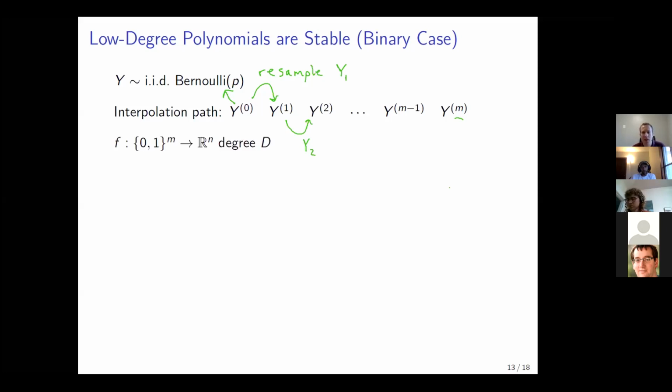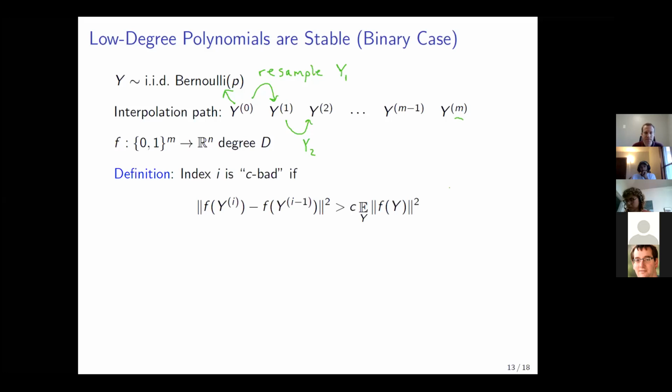And now I take my polynomial f of low degree, and I want to imagine evaluating it at these different points along the interpolation path. And I want to, in some sense, say that the output's not going to change too drastically. Right, so what do I mean by change too drastically? So I'm going to say that one step along this path is bad if f changes its output a lot at that step. Remember, f is outputting some vector at each step. And if one single step has a big change relative to f's typical norm, then we'll say this is bad.